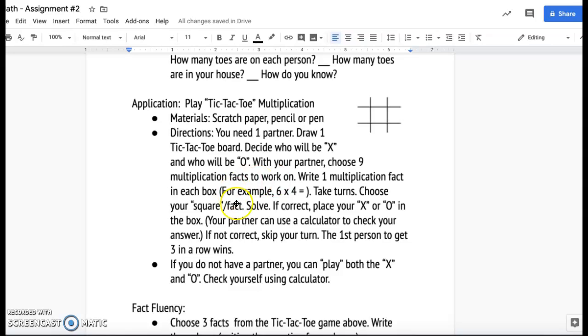And I'm going to skip over all of this. I'm going to show you the example in just a second. It says you're going to take turns. Choose your square and then solve your square. So if you get the answer correct, you get to place your X or your O in the box. And if you're not correct, you have to skip your turn. The first person to get 3 in a row wins. It says if you do not have a partner, you can play both the X and the O.